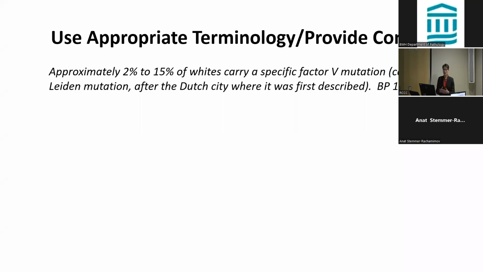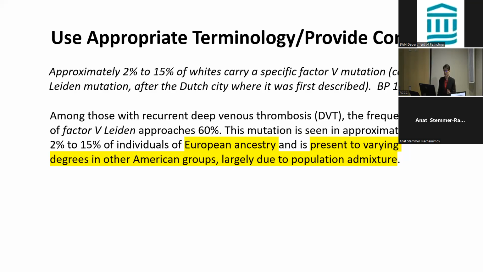So the final issue is to provide context. This is what the sentence says in the 10th edition of Robbins: 2 to 15% of whites have the factor V Leiden mutation. Now we know this is actually genetic, so we want to emphasize ancestry. So we refer to European ancestry, but we want to be clear that this is not a code word. When we say European ancestry, what we really mean is white. We want to remind students that it can be present to varying degrees in other American groups, largely due to population admixture.